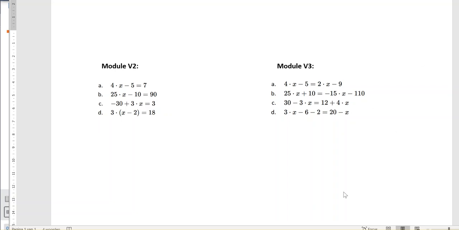On the screen you can see a few equations. On the left, these equations come from the previous module, Module V2, which we could solve using the card method or the shield method. Now, in Module V3, the equations look like this, slightly different. Take a moment now to look at the equations and see if you can spot what the main difference is between these equations and the ones from the previous module.